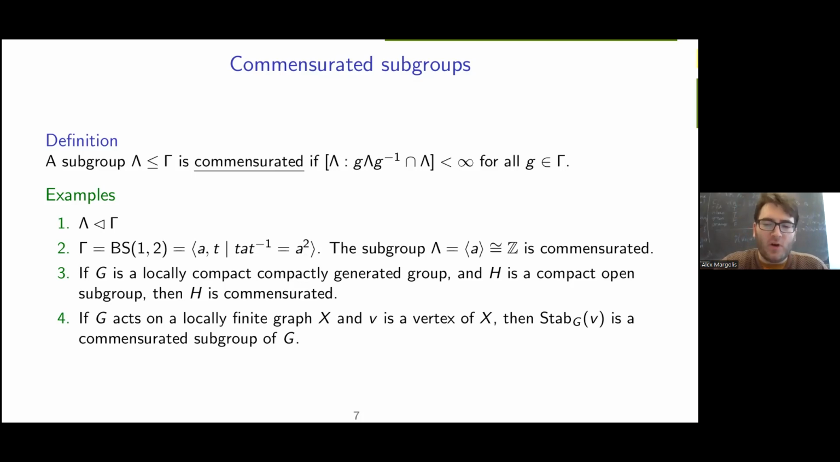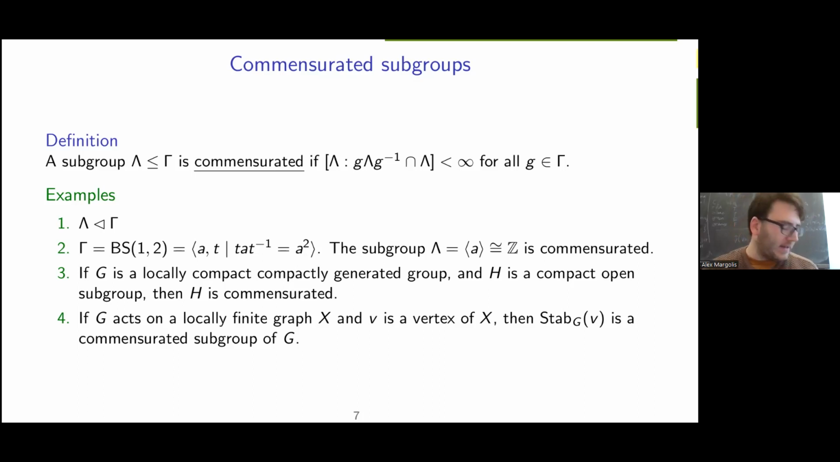And another very important example, which again is very related to the ideas in this talk, is that if a group G acts on a locally finite graph X, and V is a vertex of X, then the stabilizer of a vertex is always a commensurated subgroup. And this is actually, in some sense, a universal example, in the sense that if you have a commensurated subgroup, you can always construct a locally finite graph where the stabilizer of a vertex is that commensurated subgroup. So somehow this last example is the universal example in the sense that you can always construct a locally finite graph satisfying these hypotheses from a commensurated subgroup.